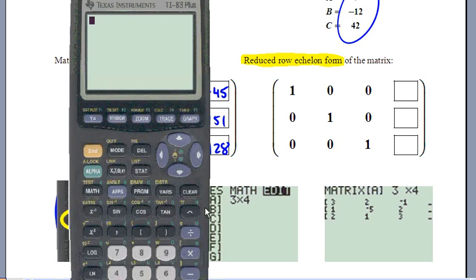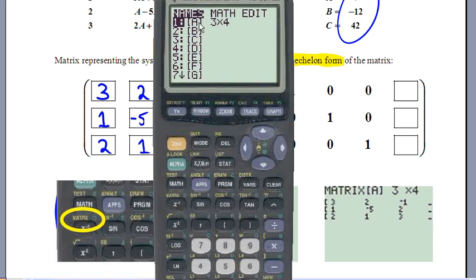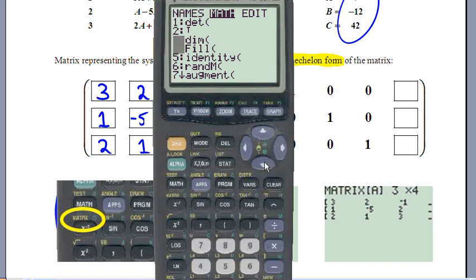And so it's going to need to know that request and which matrix it should be working with. So I now go back to the matrix button, so second function, matrix, and I'm going to do some math on it. There are a whole bunch of different things that you can actually do to a matrix, like find its determinant, transpose it, find its dimension. I want to scroll down until I find reduced row echelon form, or at least an abbreviation of that. And on my calculator, it's this one right here, not the REF. That's just like row echelon form. You want reduced row echelon form.